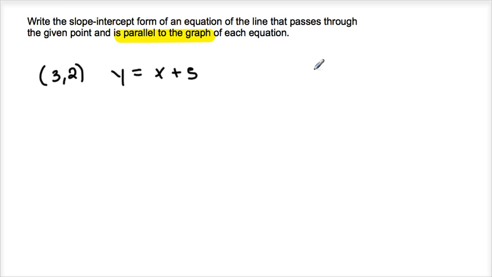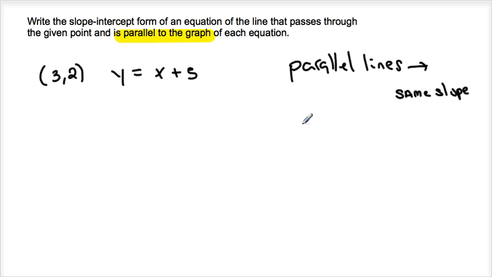We must know that parallel lines, the slopes are going to be the same. So let's write that. Parallel lines have the same slope. So if my slope is 5 for one equation, this parallel line will have another slope of 5. If the slope is -3, then the other slope will also be -3. Parallel lines have the same slope.